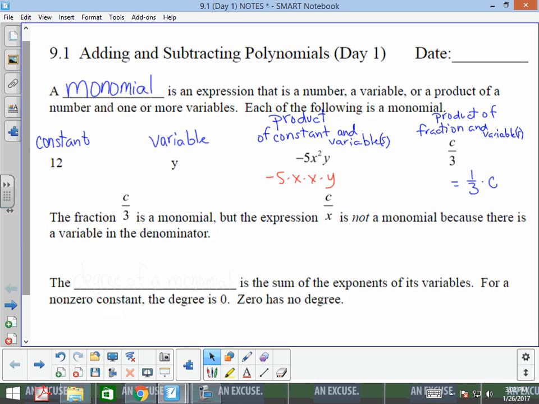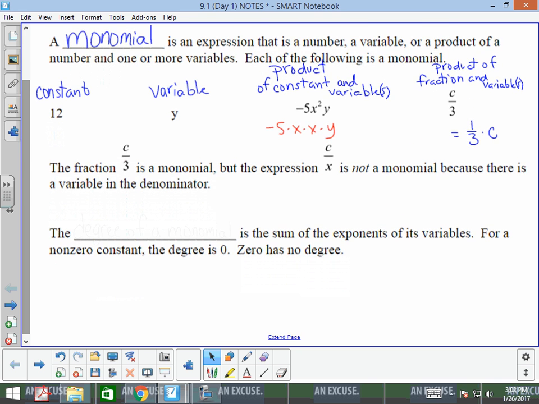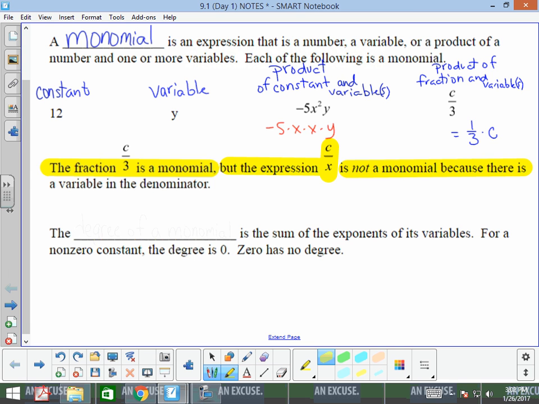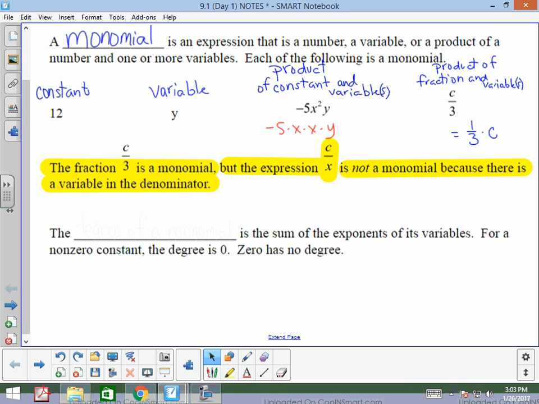Now a constant term, this very first one I put 12, but it could be any number on the number line. Okay, now notice this little disclaimer here. The fraction c over 3 is a monomial. But the expression c over x is not a monomial because there is a variable in the denominator. So if there's a variable in the denominator, then that expression is not considered to be a monomial. Alright, so we looked at monomials.